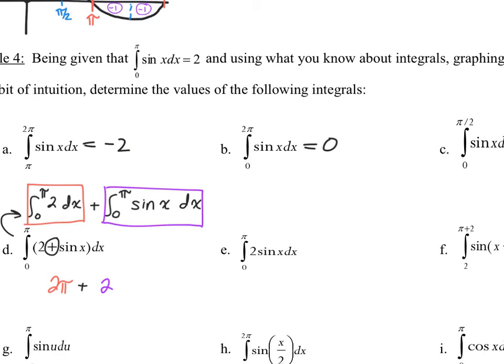All right, for E, we have a little constant multiple action going on there. So I could pull out the 2.